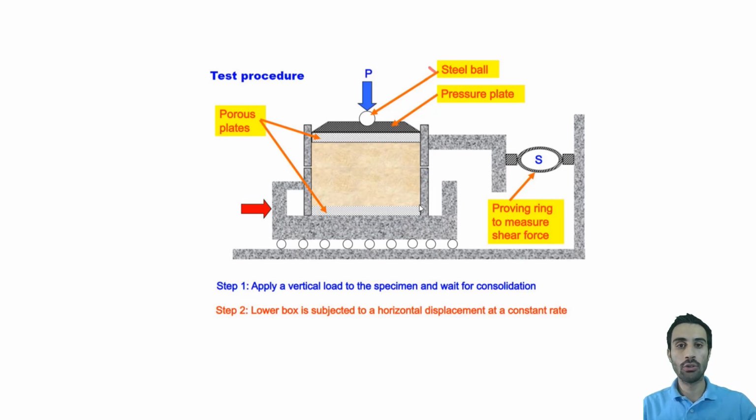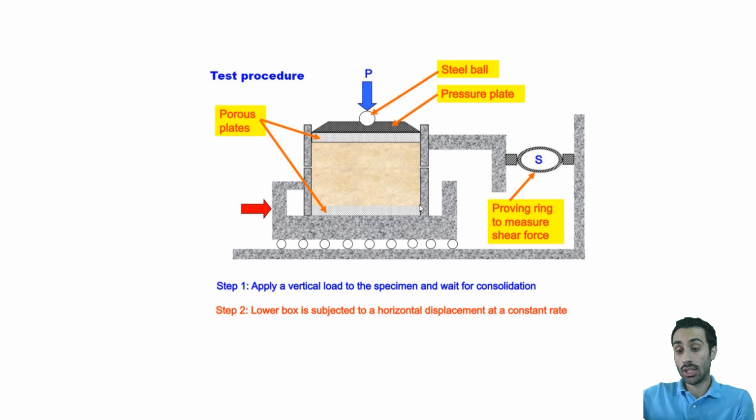Then we have a steel ball here. We have a pressure plate on top. This is our pressure plate. And we have two porous plates, one on top and one on bottom here. The first step that we do is apply a vertical load to the specimen and wait for consolidation. So we apply a vertical load P and wait for consolidation.